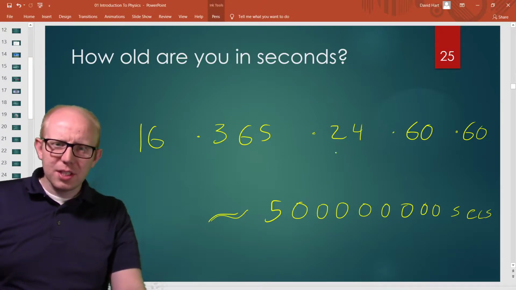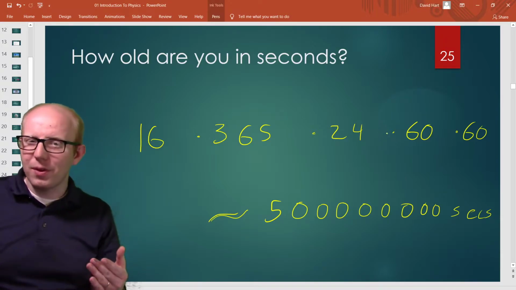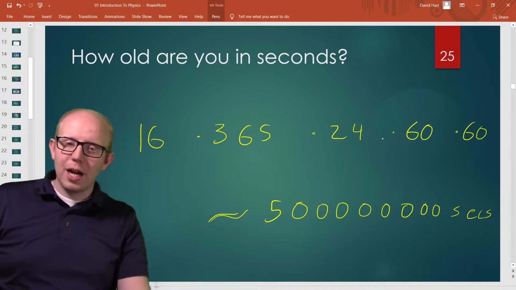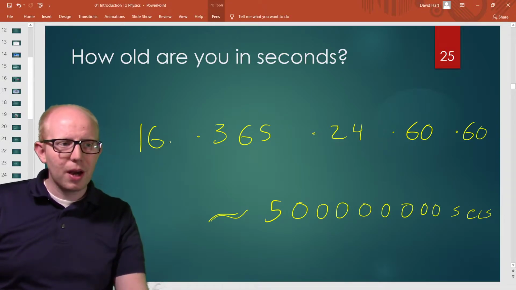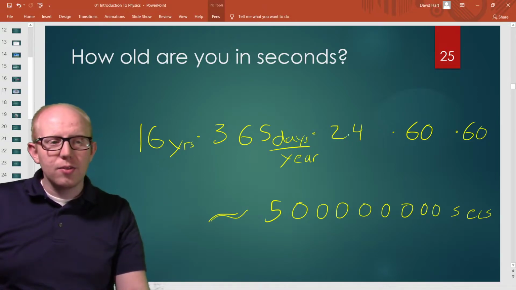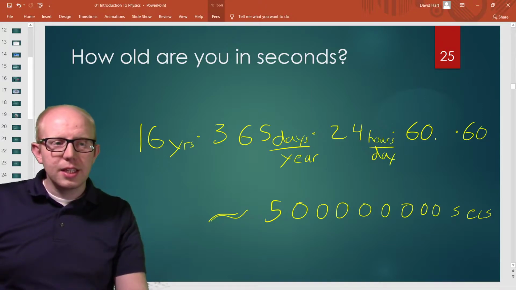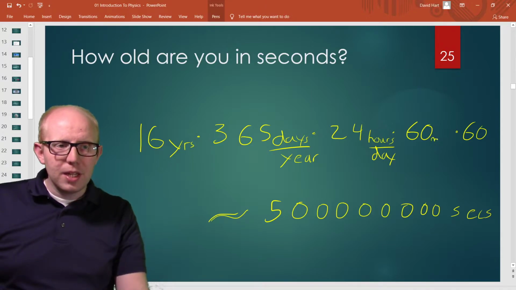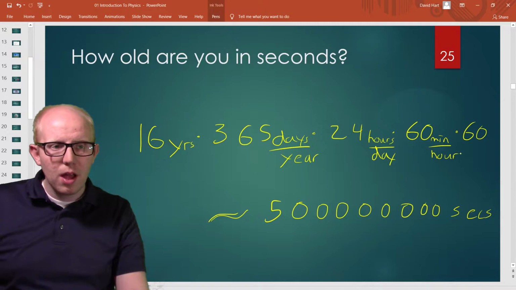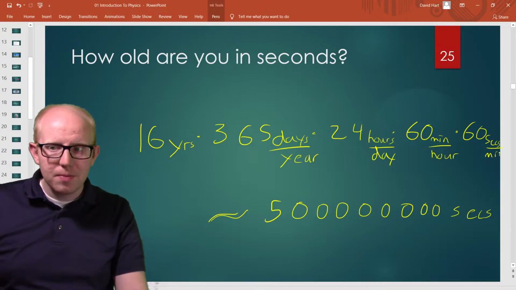Anyway, this is the process we went through to get how old we are in seconds, but we were doing something the whole time that we probably weren't thinking about. And that is we were actually canceling out units. Because if you think about it, 16 years was multiplied by 365 days per year, and 24 hours per day, and 60 minutes per hour, and 60 seconds per minute.